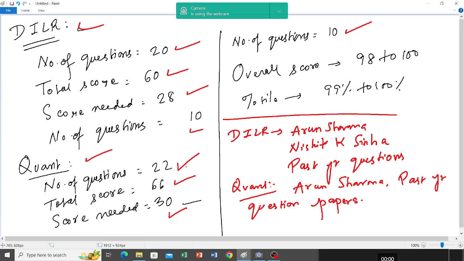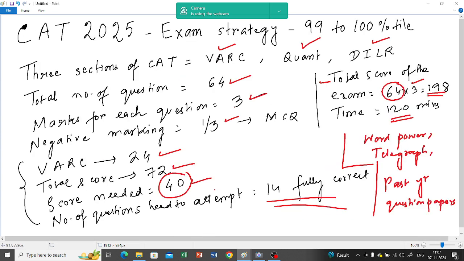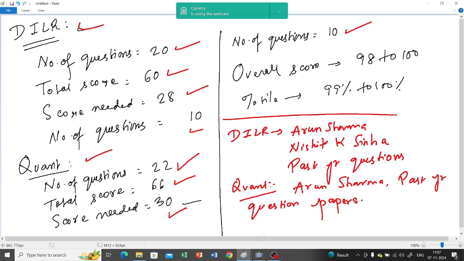If I add up all the scores, here you have 40, here you have 28, and here you have 30. I am targeting a score of around 98 to 100 out of 198, which will actually help me fetch 99 to 100 percentile very easily.